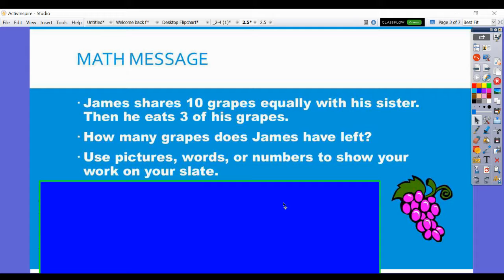James shares 10 grapes equally with his sister. Then he eats 3 of his grapes. How many grapes does James have left?